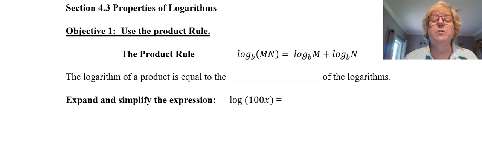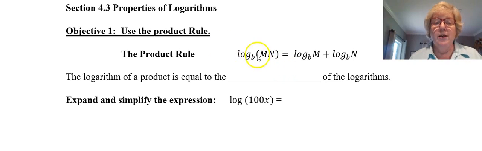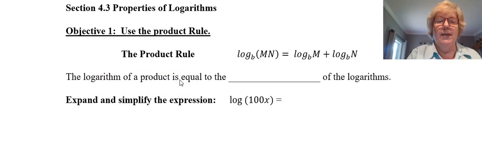Since logarithms are essentially exponents, they follow the same rules that we had for exponents. Let's look at the product rule. You'll recall with exponents we are supposed to add the exponents. Here, when you see a product of a logarithm, you will add the logarithms. So the logarithm of a product is equal to the sum of the logarithms.